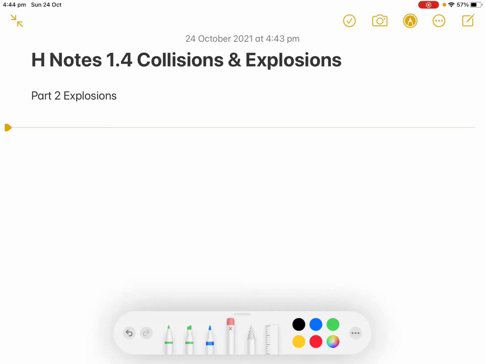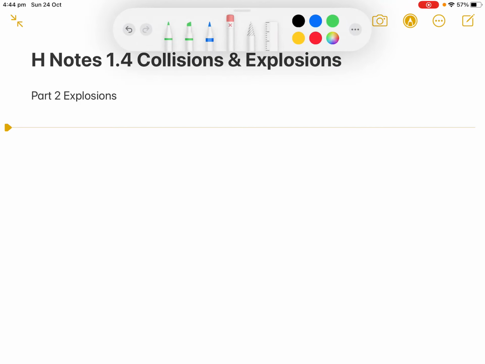These are Higher Physics Notes, Unit 1, Section 4, Collisions and Explosions. And this is part 2, where we look at explosions.